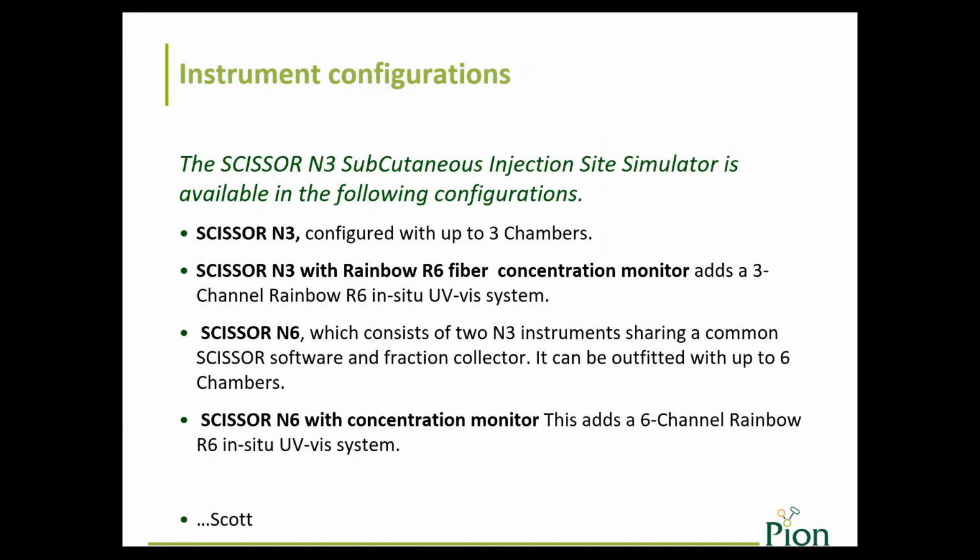Finally, instrument configurations. There's the SCISSOR N3, which is the basic system, which is configured from 1 to 3 chambers. The SCISSOR N3 with fiber optic concentration monitor, which adds a 3-channel Rainbow R6 to the SCISSOR N3. And then you might remember I mentioned that there's 6 racks of 40 vials each in the fraction collector. The SCISSOR N6 consists of 2 individual N3 SCISSORs, but they share a common SCISSOR software, and they share the single fraction collector. So it's a very cost-effective way of getting higher sample throughput. It can also then, of course, be outfitted with up to 6 chambers. And then finally, the SCISSOR N6 can also be provided with the 6-channel Rainbow concentration monitor.